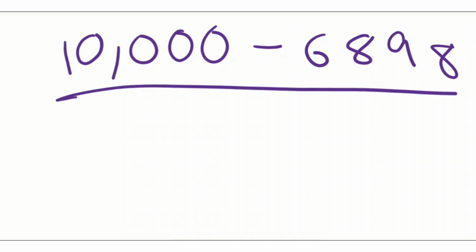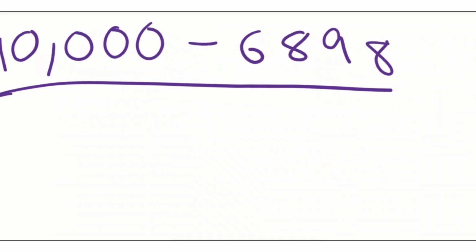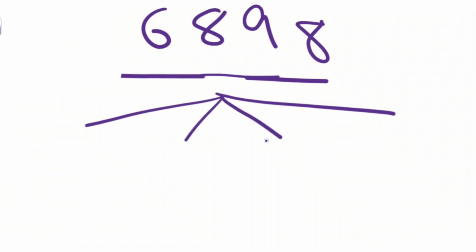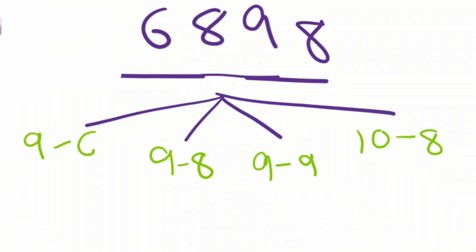But the real part comes when you have to subtract the number 6898 from 10,000. And as I explained before, 10,000 is the next power of 10. So you're again going to apply the Nikhilam rule. So you're going to find out the Nikhilam of 6898. So it's going to become 10 minus 8 because 8 is the ones digit or the last digit. 9 minus 9 because the rest digits are subtracted by 9. So 9 minus 8. 9 minus 6.